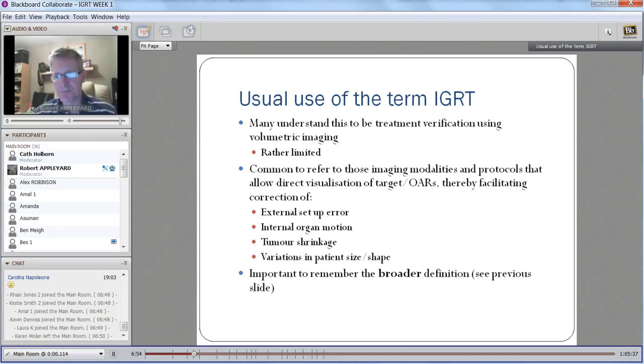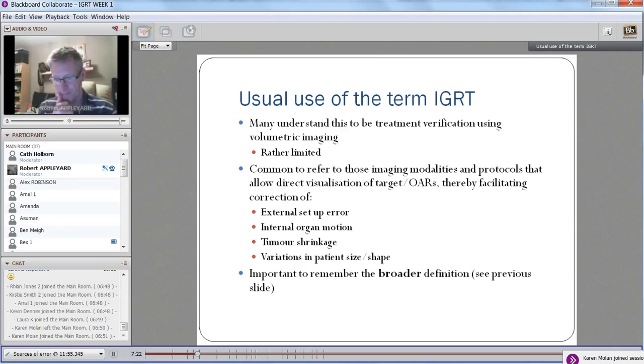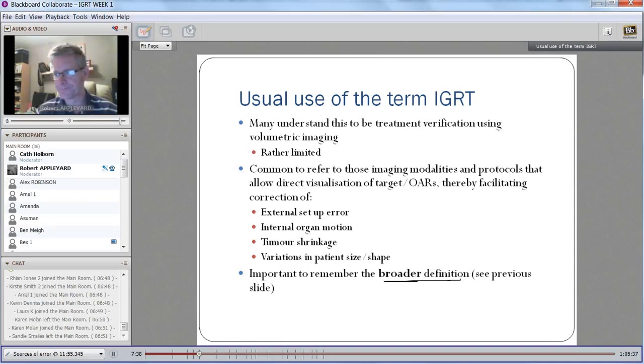Now, as we'll see on the next slide, most people, when we talk about IGRT, understand IGRT to be related to treatment verification, and particularly verification using volumetric imaging. By that we mean a way of directly visualizing the target and organs at risk, or soft tissues, and therefore allowing us to correct for setup errors, for organ motion, and other things that are going on during the delivery of radiotherapy. So most people think about it being related to verification of the delivery of radiotherapy, but it's important to remember the broader definition of IGRT.